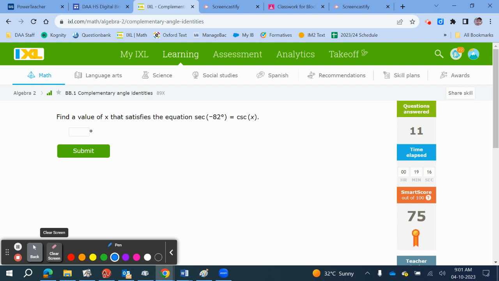Find the value of x that satisfies the equation secant equals the cosecant. So again, we need to use 90 minus 82. So 90 plus 82, it's going to give us 172.